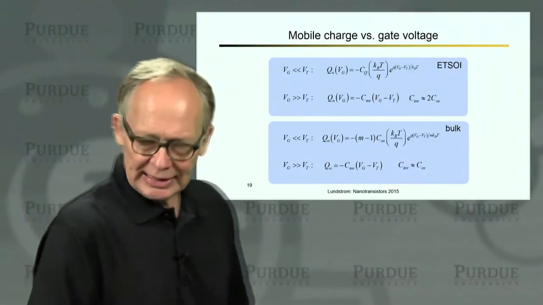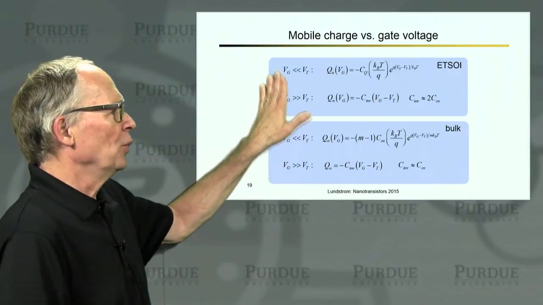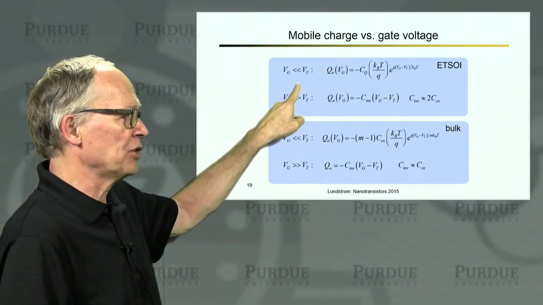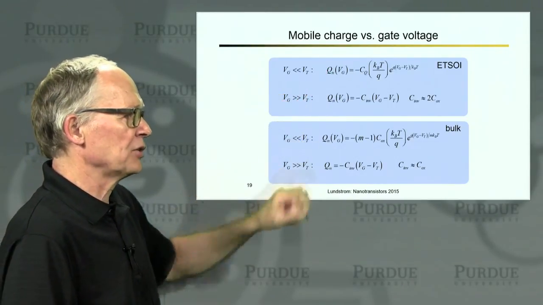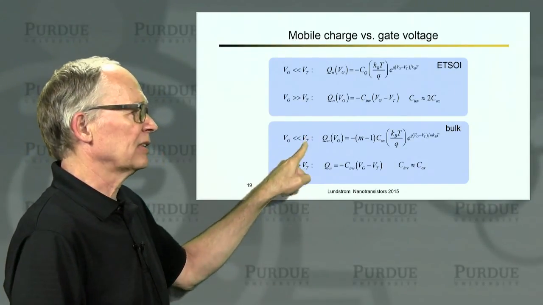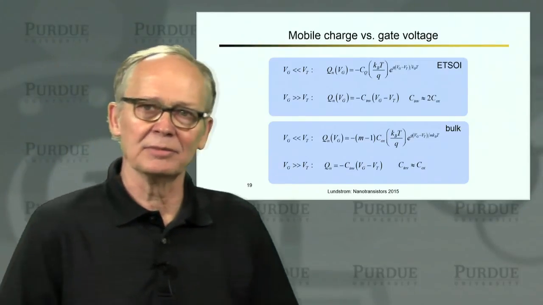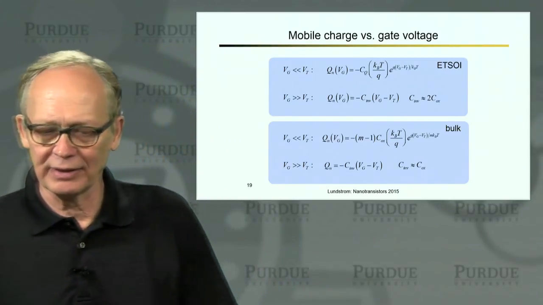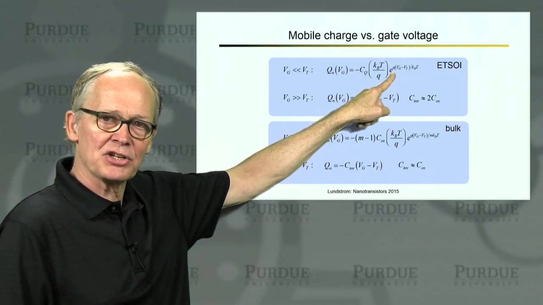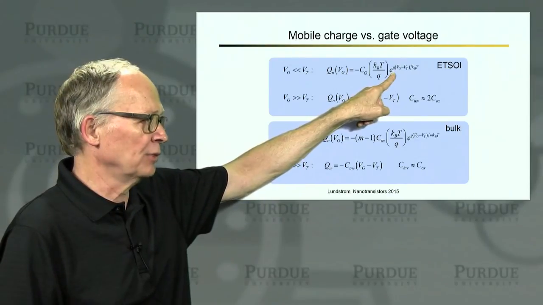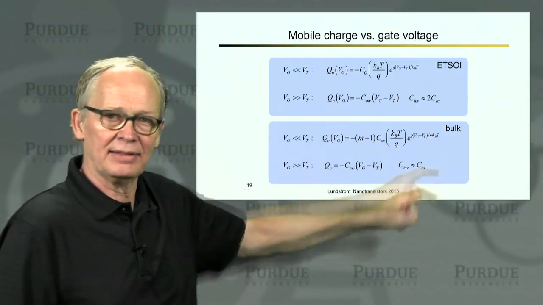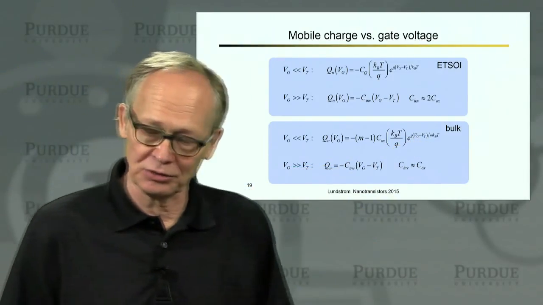All right, so just to summarize, here's where we stand. We have derived the gate voltage, the mobile charge versus gate voltage expressions below threshold and above threshold for this ETSOI structure. And we have, in the previous lecture, done exactly the same thing for the bulk structure. And you can see that they're very similar. So in both cases, the subthreshold charge varies exponentially as e to the gate voltage minus threshold voltage over kT for the ETSOI, over m kT for the bulk. And we hope that m is close to 1.